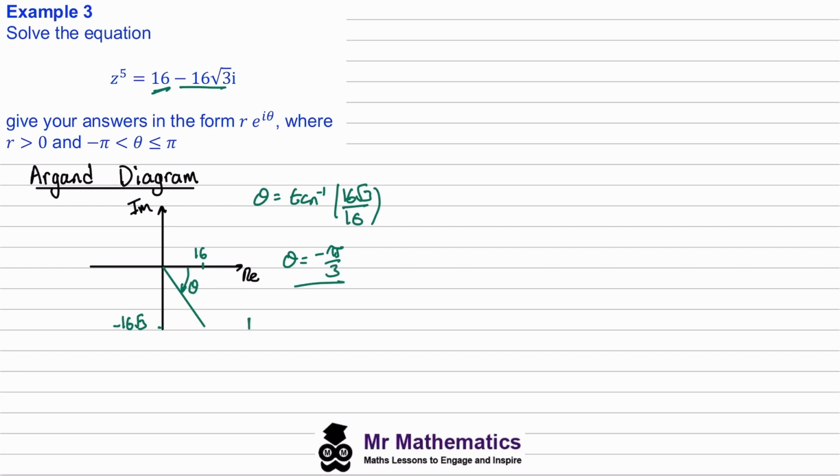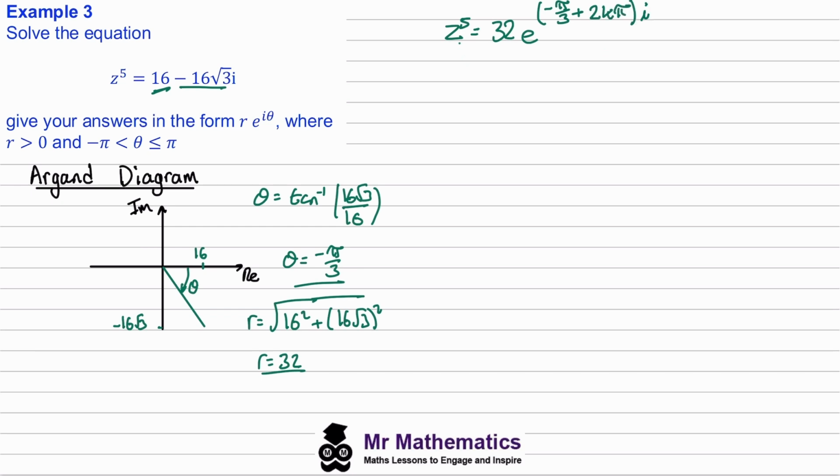And the radius will be the square root of 16 squared plus 16 root 3 all squared, and this gives us 32. In exponential form, z to the 5 will be the radius of 32 multiplied by e to the negative pi over 3 plus 2k pi.